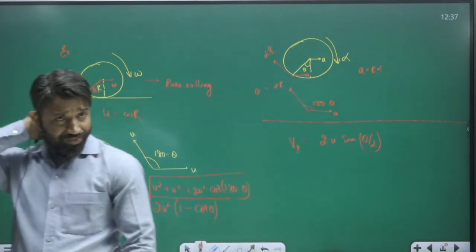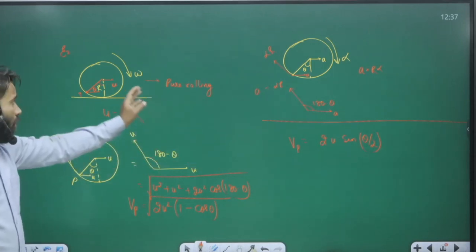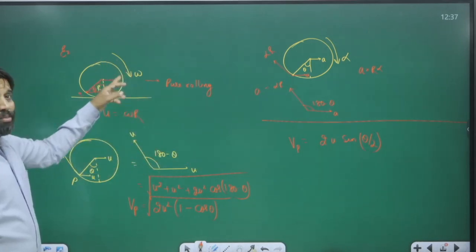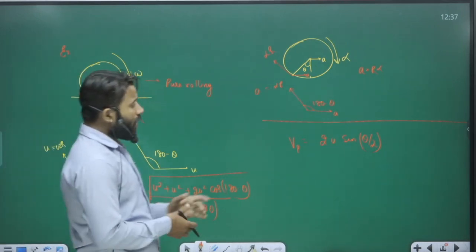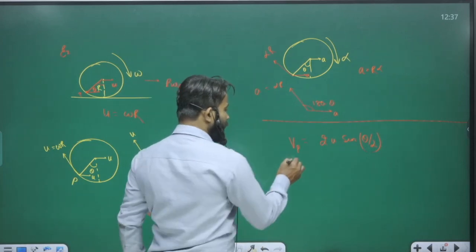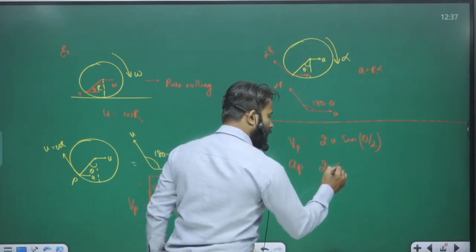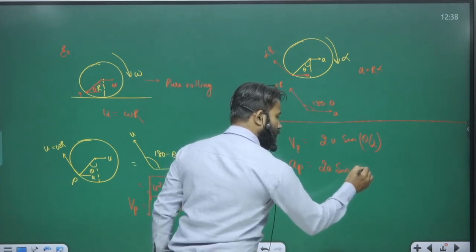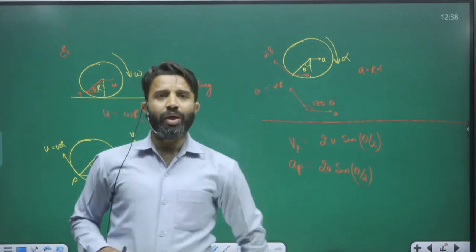Now putting the value of theta for all the points we had calculated, A, B, C, D, you can find out the velocity of the points from this formula only. Similarly, you can write the acceleration of point P as 2a sine of theta by 2. Is it okay?